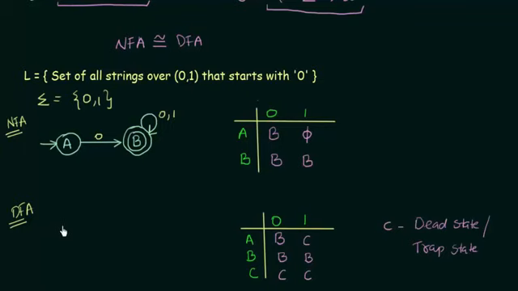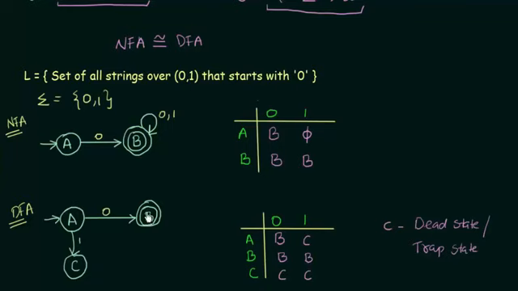Now let me draw the state diagram for this. Here I should have A and then B. My final state should also be B, right? And here I have an extra state, that is state C. So A is my starting state. A on getting input 0, it goes to B, right? And A on getting input 1, it goes to C. Should go to C on getting input 1.